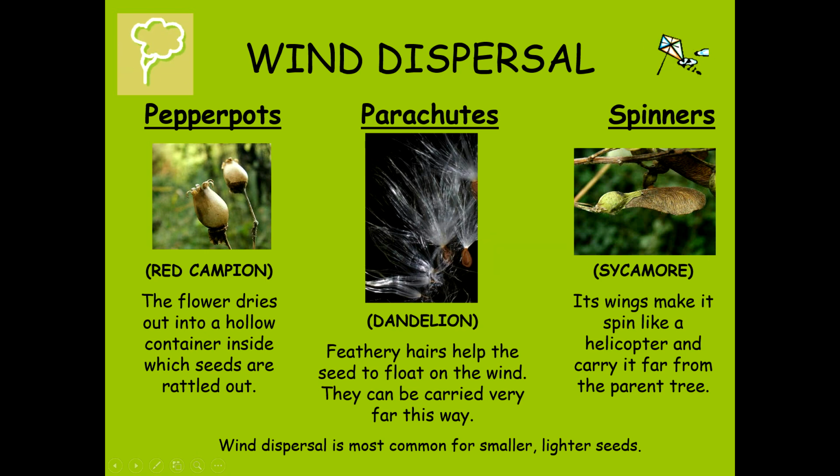Over here we have spinners, and they're called this because of these very long wings that they have. When the seeds dry out, they fall out of the trees and they spin around like a windmill or a helicopter, and they get carried very far away into the wind from its parent plant. Now, wind dispersal is most common for smaller or much lighter seeds, like the ones that you can see in front of you.